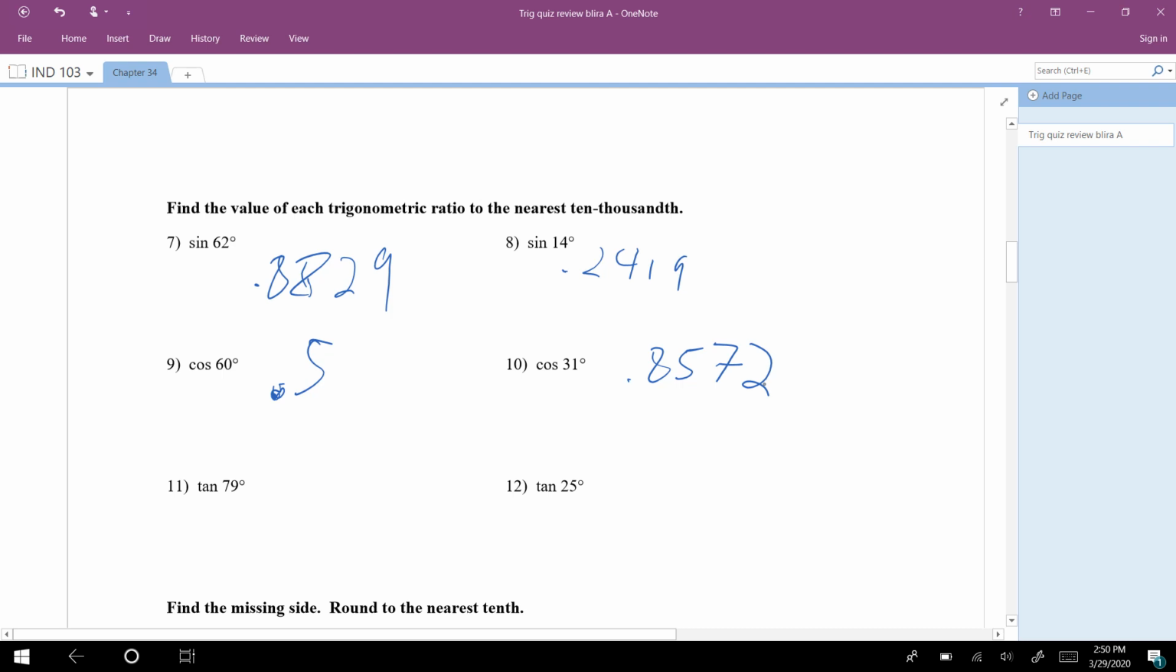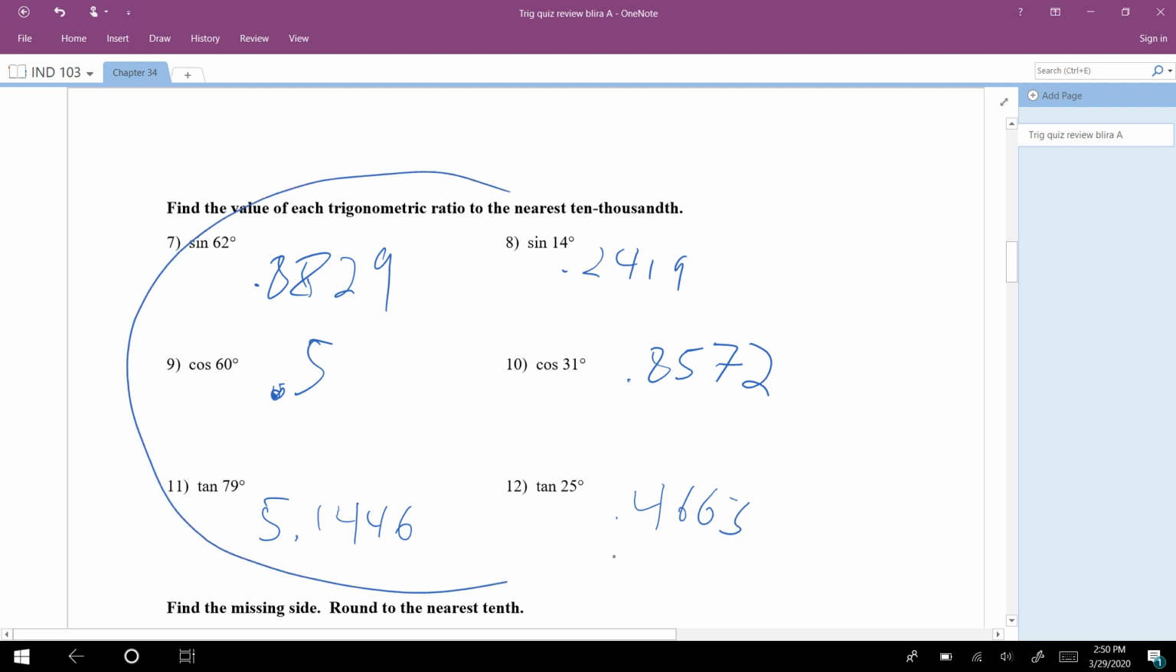All right, and then let's look at our tangents. Okay, tangent of 79 is equal to 5.1446, and the tangent of 25 is 0.4663. All right, so we should all have these answers, right? If not, raise your hand and I'll stop. Well, I don't see any hands raised, so I guess we're moving on.